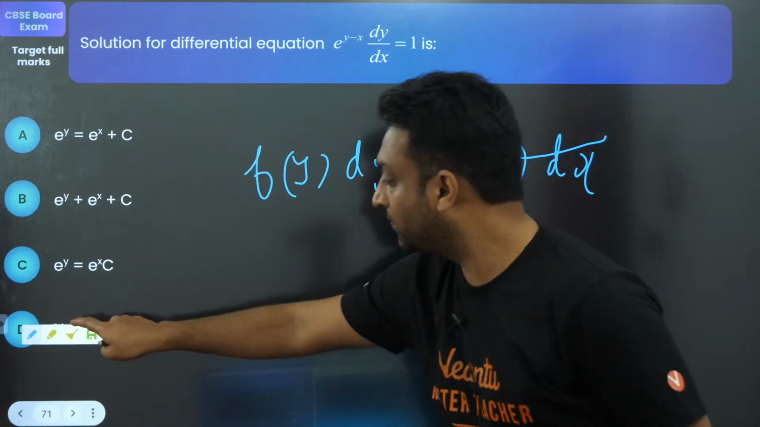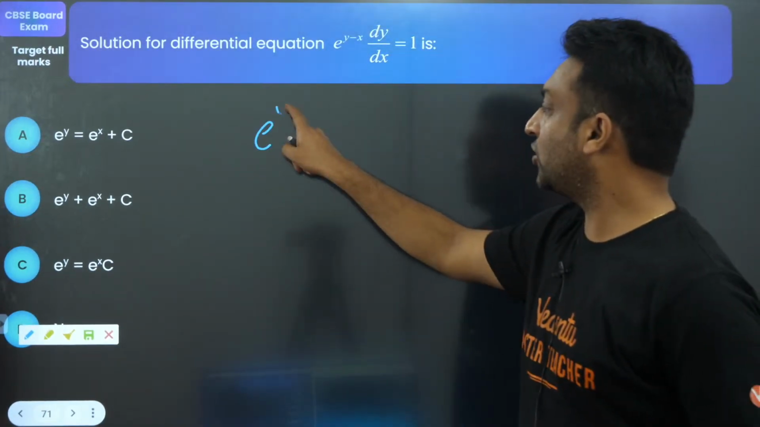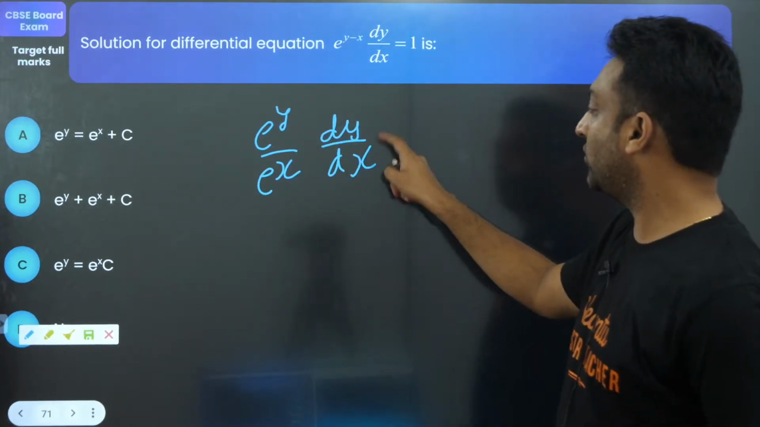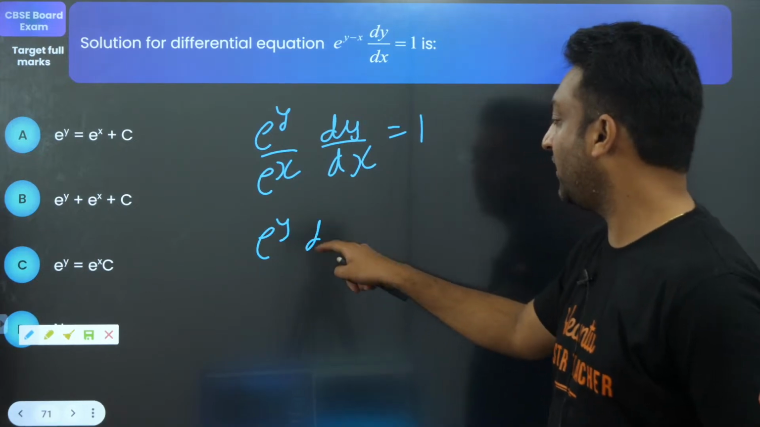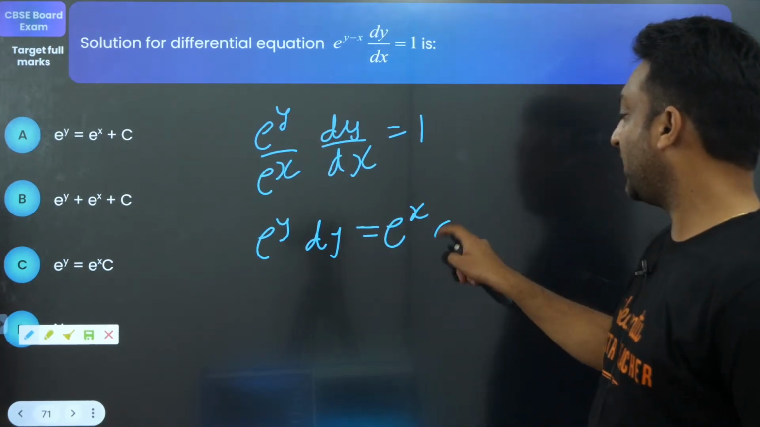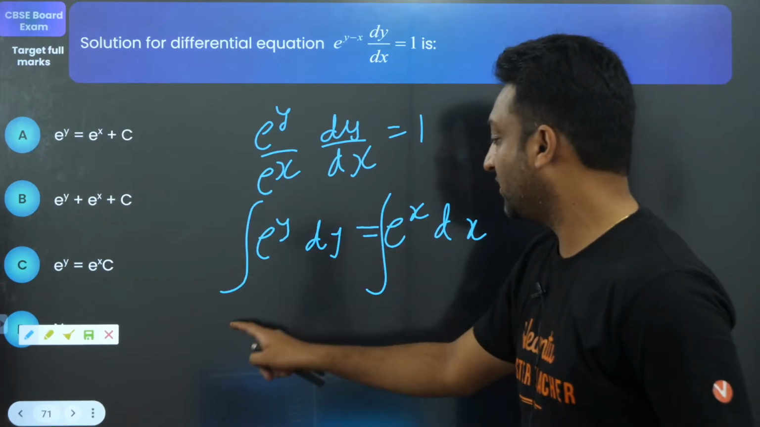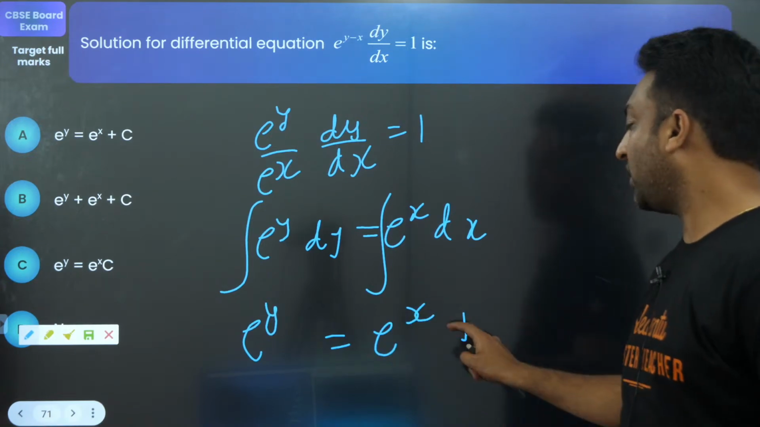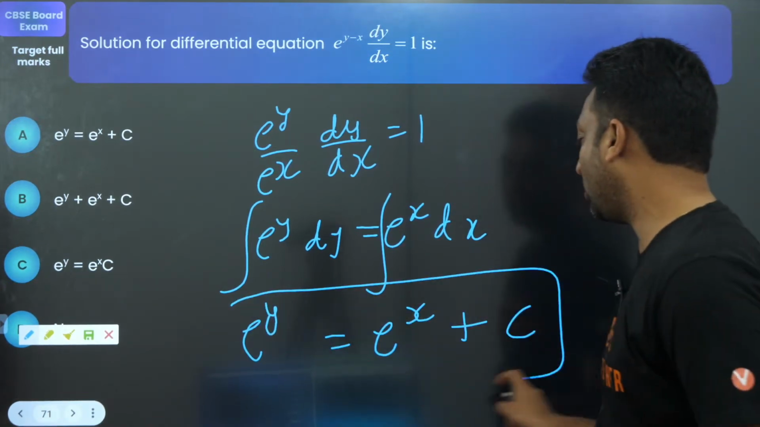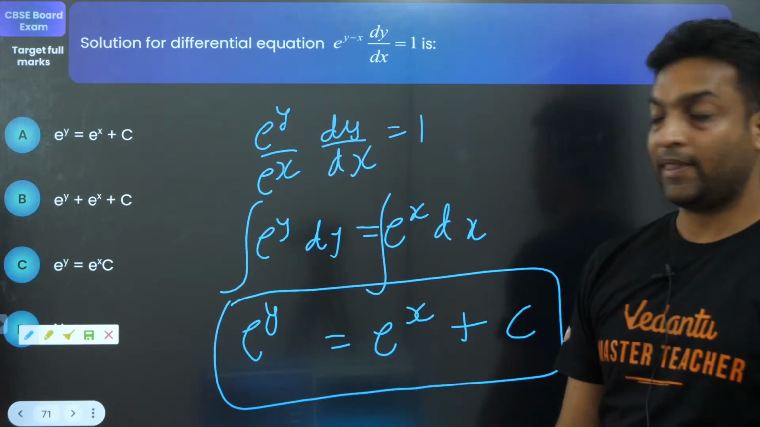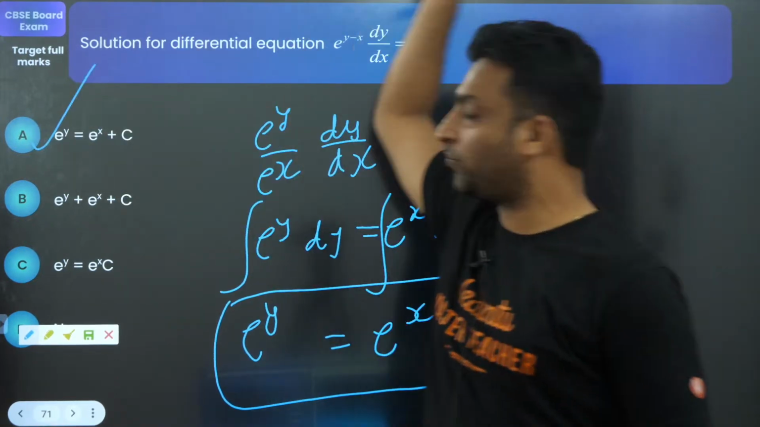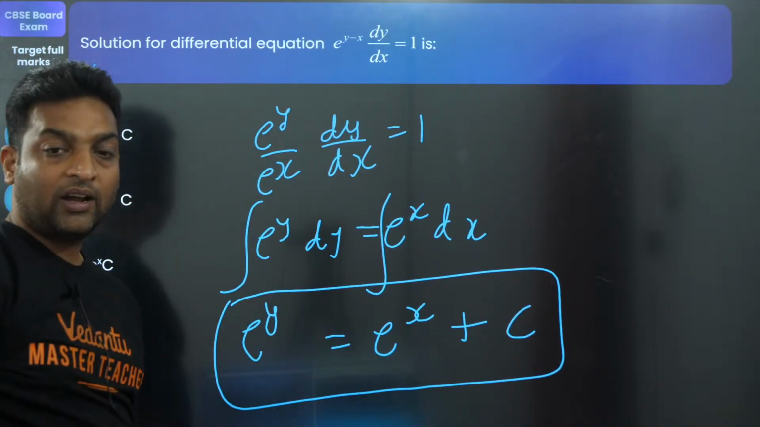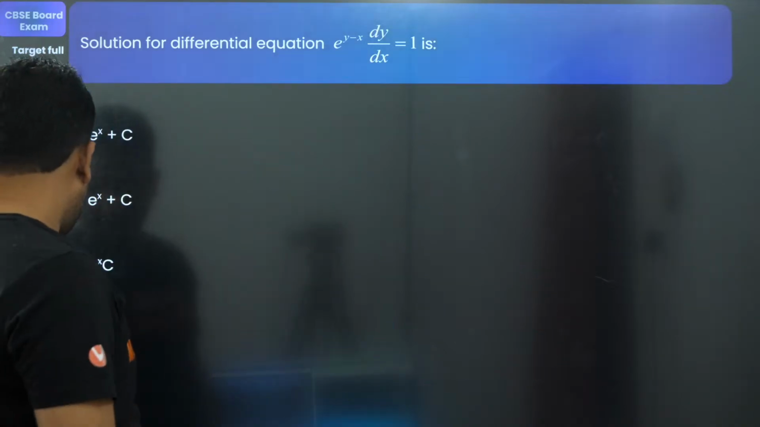Come on. e raised to power y divided by e raised to power x into dy by dx equals 1. e raised to power y dy equals e raised to power x dx. Just integrate on both sides. The integral of e raised to power y is e raised to power y, the integral of e raised to power x is e raised to power x plus constant of integration. We put the constant of integration only on one side. So e raised to power y equals e raised to power x plus c. Wow, lovely. You have done it correctly. Let's do the next question. Next.